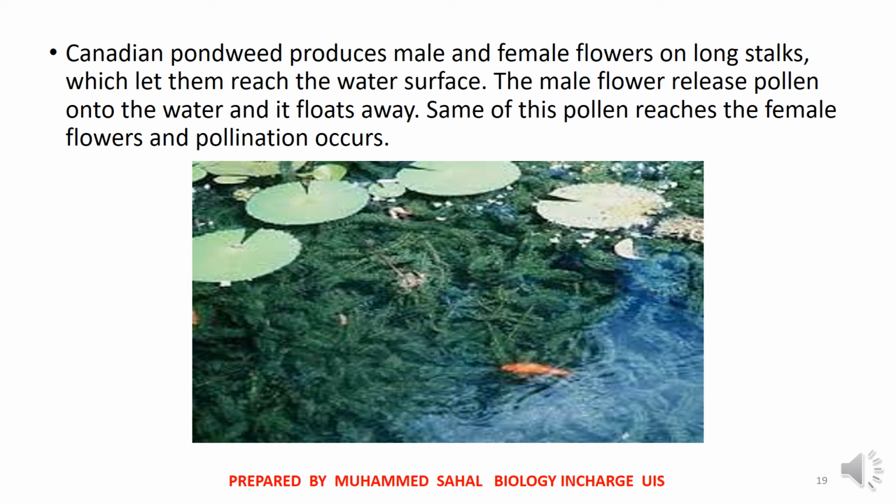Now, Canadian pondweed. It produces male and female flowers on long stalks which let them reach the water surface. The male flower releases pollen onto the water and it floats away. Some of this pollen reaches the female flowers and pollination occurs.